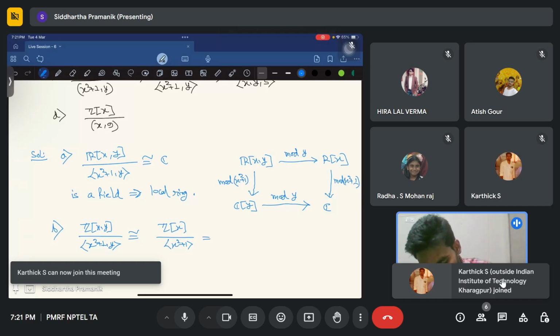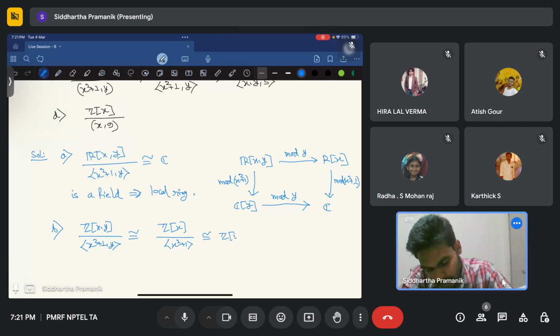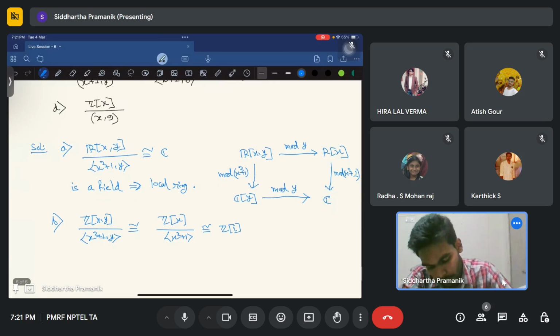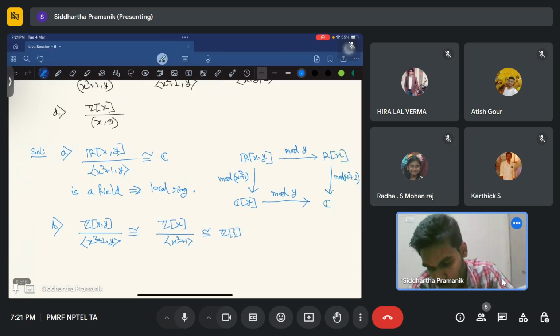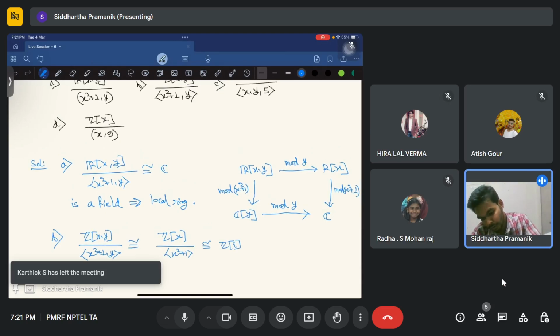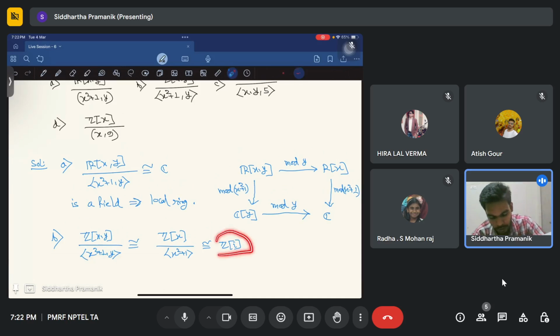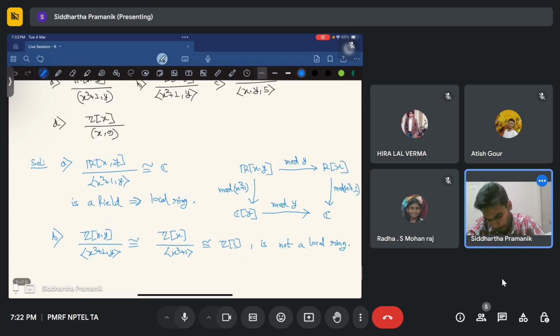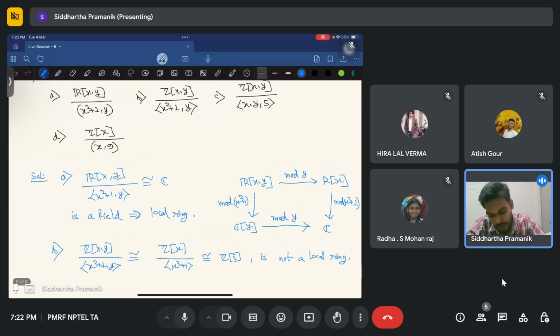So this is actually Z[i], the Gaussian integers, right? I have already done this, I think, so you just go back to the earlier videos and check it. And unfortunately, Z[i] is not a local ring. It is a PID, of course, and it has so many other maximal ideals. So it is not a local ring. I hope it is fine.